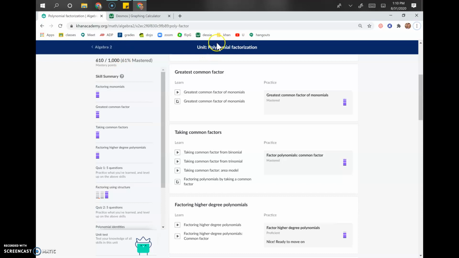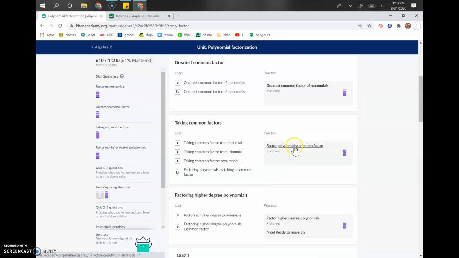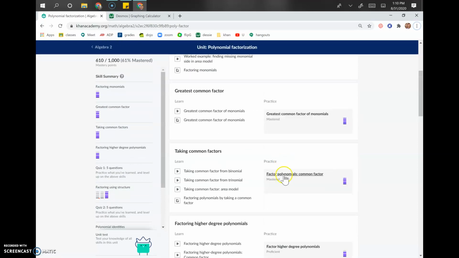Today we're in the Algebra 2 course in the Polynomial Factorization unit. We're going to cover factoring polynomials common factor.